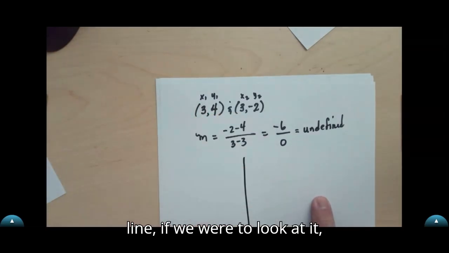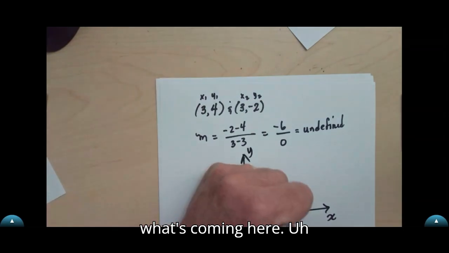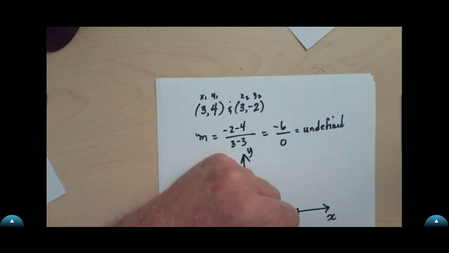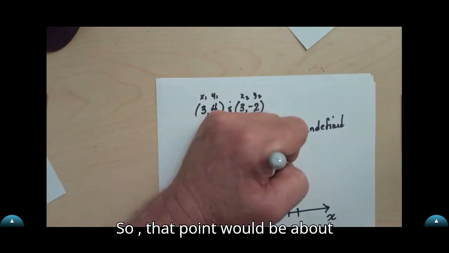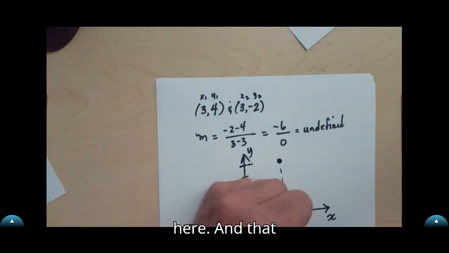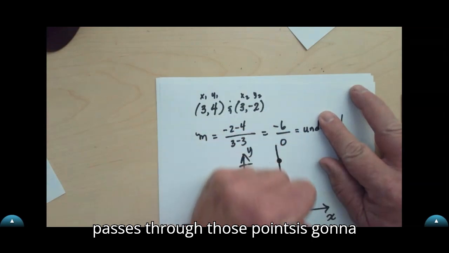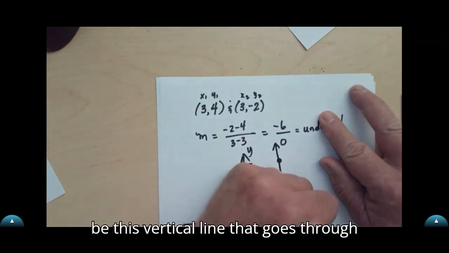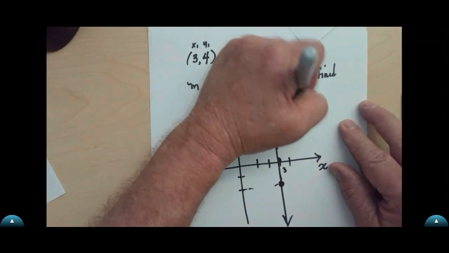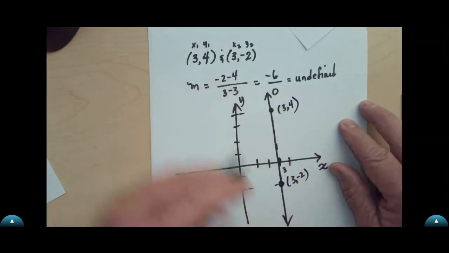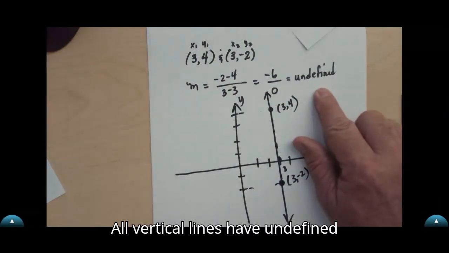That line, if we were to look at it, you probably already kind of have an idea what's coming here. 1, 2, 3, 4. 1, 2. So (3, 4), that point would be about here. And (3, negative 2), that point would be about here. And do y'all see that the graph of the line that passes through those points is going to be this vertical line that goes through 3 on the x-axis? Everybody see that? There's our point (3, 4). Here's our point (3, negative 2). And notice that's a vertical line.